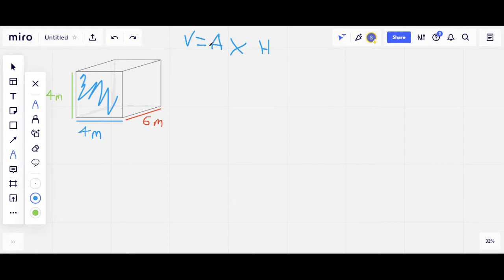But this formula can be used for any shape, even complex shapes, provided that it is a prism. So, for example, we could even find the volume of a shape like this, provided that it is a prism. We could find the volume using this area, provided we knew what this area was. So if A is equal to 27 meters squared, then we could use this height here to find the volume.